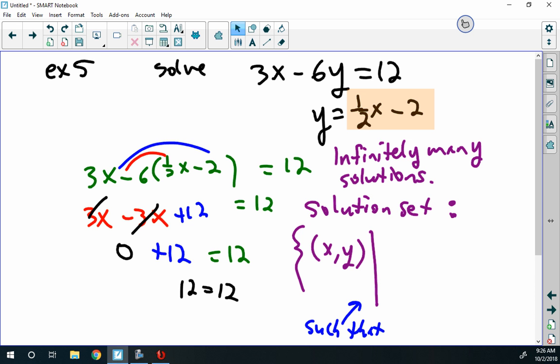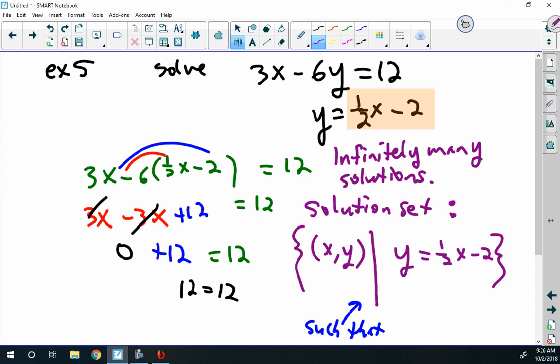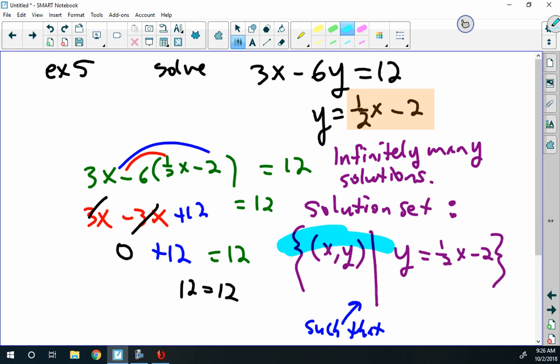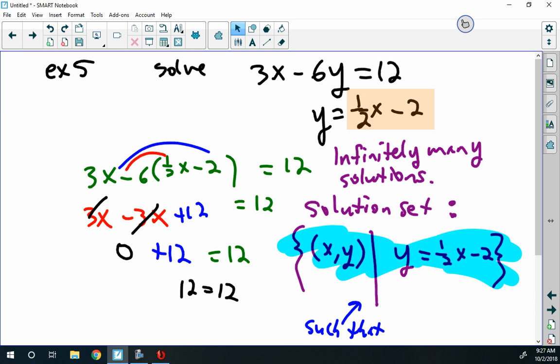Now I just got to pick one of these equations. Which equation do we like? 3x minus 6y equals 12 or y equals 1/2 x minus 2? Take your pick. First one or the second one? Second one? Okay. Y equals 1/2 x minus 2. What this is saying, let me get my highlighter going. What this says is that the answer is any point on that line.